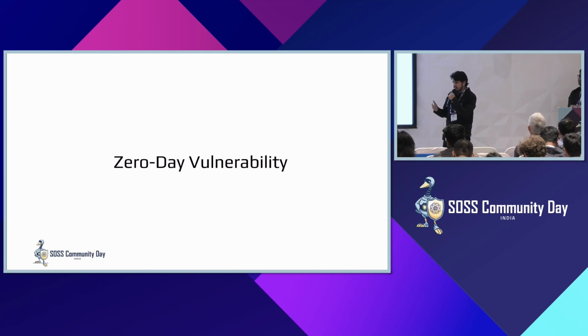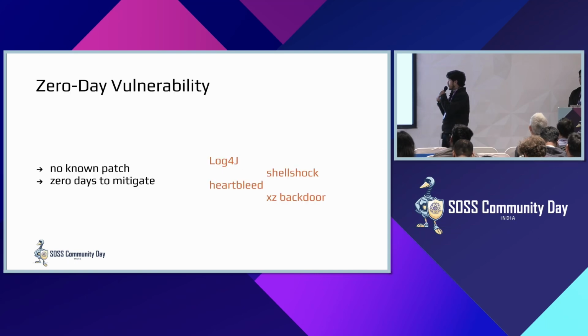So the current state of solutions works well for N-day vulnerabilities. N-day vulnerabilities are those vulnerabilities that have patches available. But what about the 0-day vulnerabilities? There are no known patches. What can we do? These are some of the examples that you are seeing, and we saw references to these in today's keynote session: Log4j, Shellshock, Heartbleed, XZ backdoor. These are some popular and high severity vulnerabilities that impacted servers and workloads at scale.